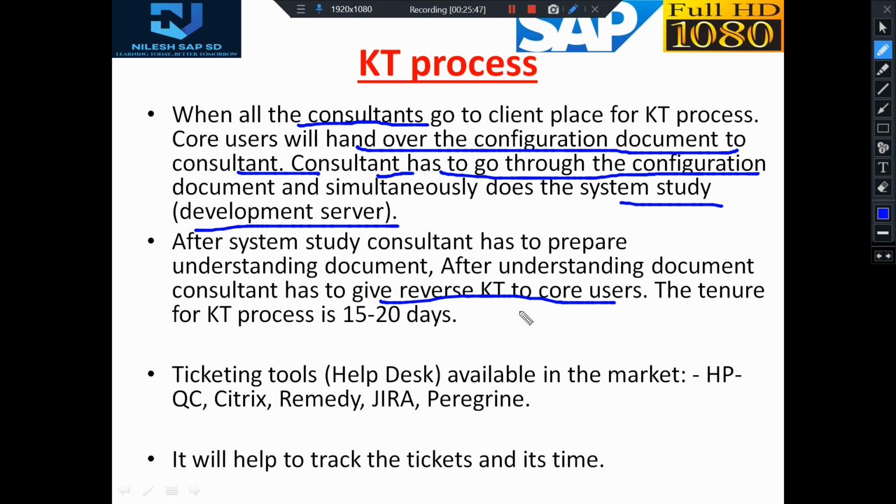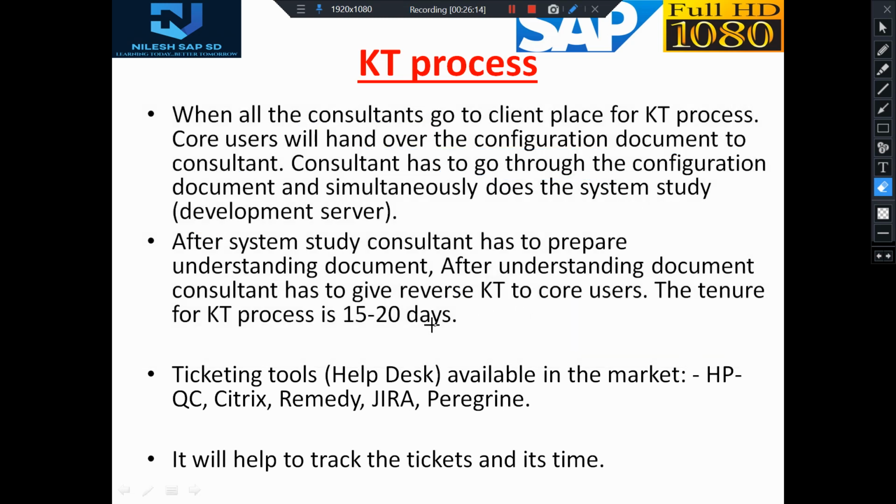Sometimes it happens there, whether you have understood it correctly or not. Okay, your interpretation is everything is correct, so you have to give a reverse KT to the core user, because if any clarification is required at this stage itself, at the initial stage itself, it can be corrected. So the tenure of the KT is normally 15 to 20 days. Again, all these things can differ from organization to organization. It's nothing like a hard and fast rule that it will be 15-20 days. It can change here and there by some days.